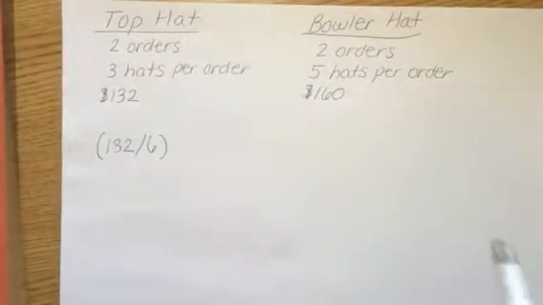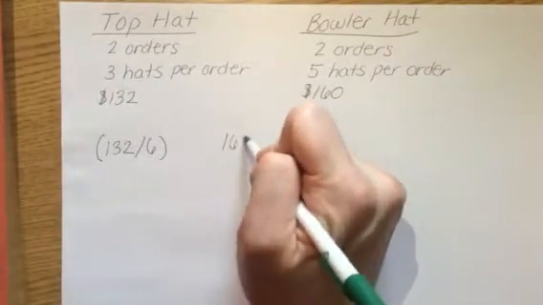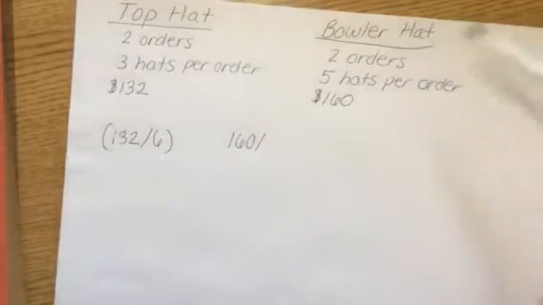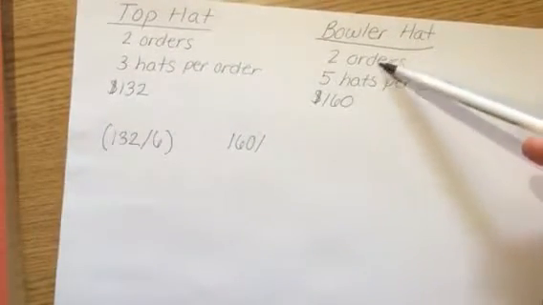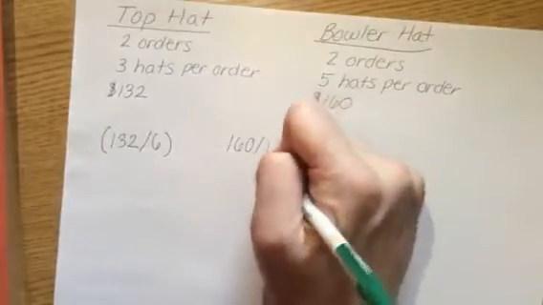We're going to do the same thing for the bowler hat. Bowler hat was $160 divided by the number of hats. So there are 2 orders of 5 hats. 2 times 5, which is 10.